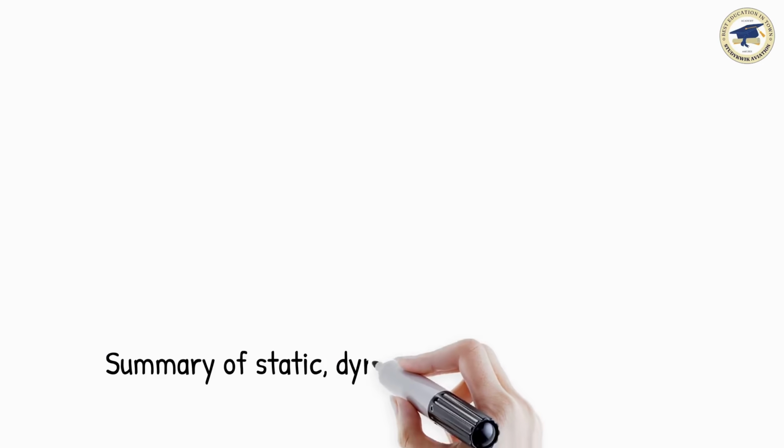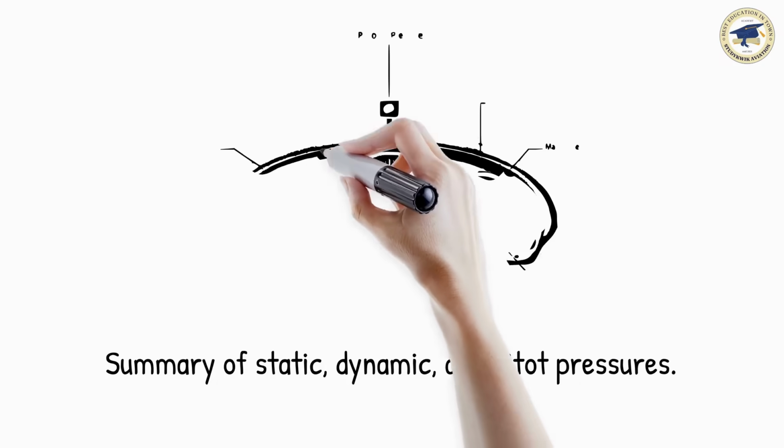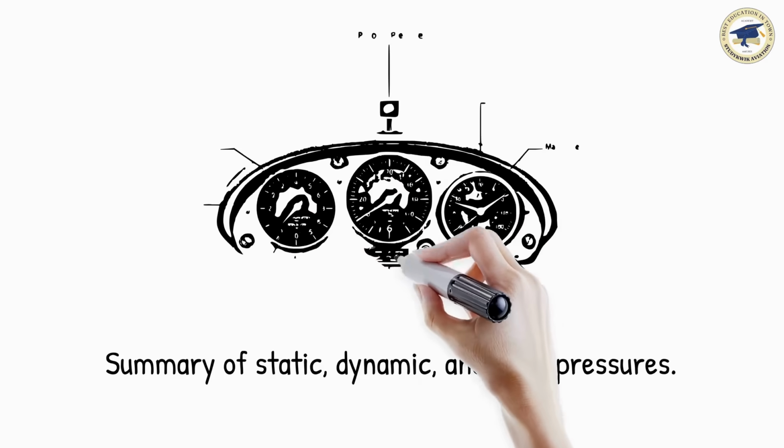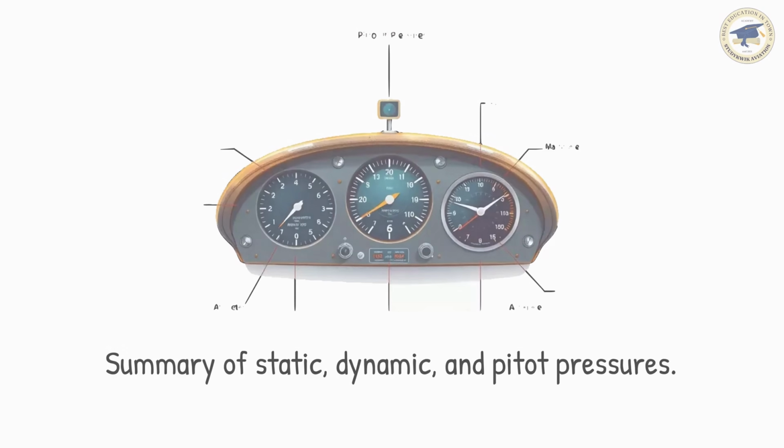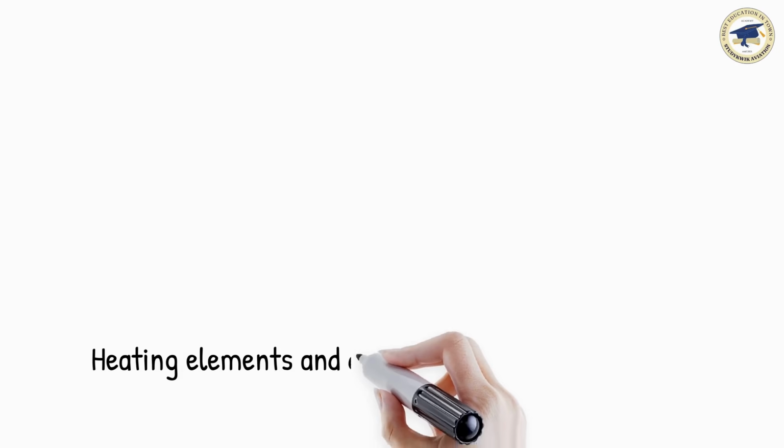Let's summarize. Static pressure equals ambient air pressure. Dynamic pressure equals force of moving air when stopped. Pitot pressure equals static plus dynamic, also called total pressure. The instruments that use static pressure: altimeter and VSI. The instruments that use pitot plus static: airspeed indicator and Mach meter. The air data computer also needs both pressures to work properly.